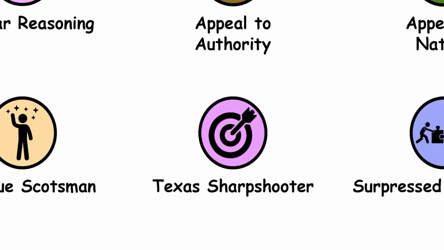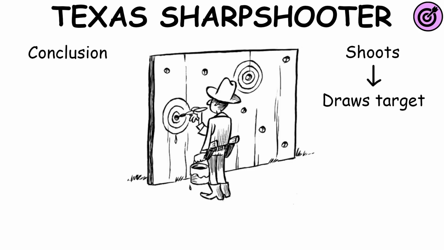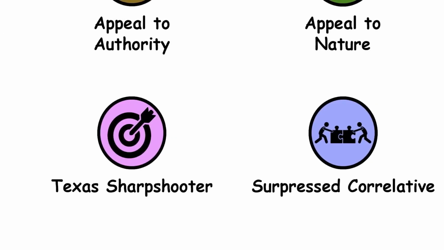Texas sharpshooter fallacy. The Texas sharpshooter fallacy takes its name from the metaphor of a gunman shooting and then drawing targets around the bullet hole clusters to make it look like he hit the target. It illustrates how people first figure out what their conclusion is and then go looking for data that supports it, ignoring differences and randomness.